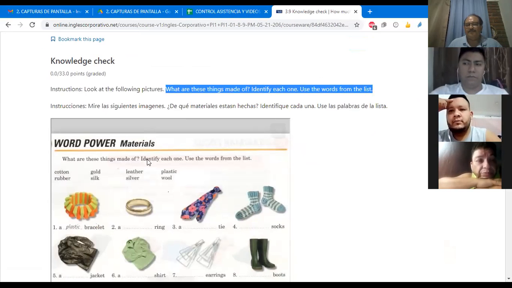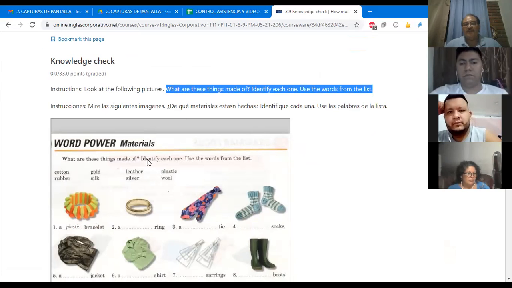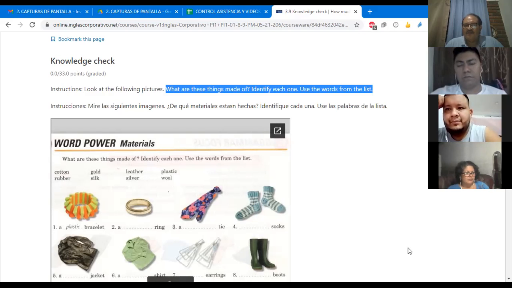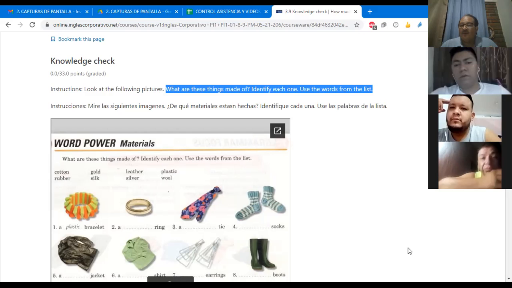For example, if we have a computer, what is a computer made of? It's very difficult sometimes to identify all the materials that computers have, unless you are a systems engineer and you know all the things that a computer contains. But for example, I have heard that the computer has plastic, rubber, caucho, maybe, copper, cobre. What else? Gold. I have some gold. What else?